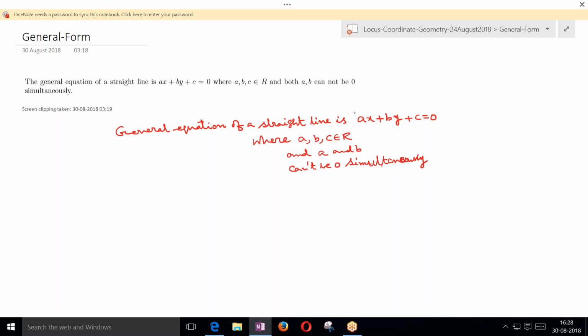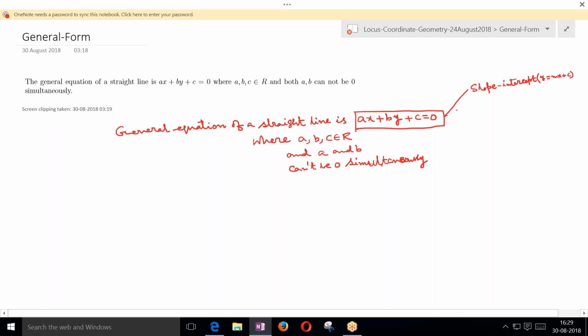Because from this form, ax plus by plus c is equal to 0, you can derive any form, whatever forms we have learned. What are the forms we have learned? The first one is called the slope intercept form. You can try at your end and let me know how you find it. Slope intercept is y equal to mx plus c. So you can make this into y equal to mx plus c.